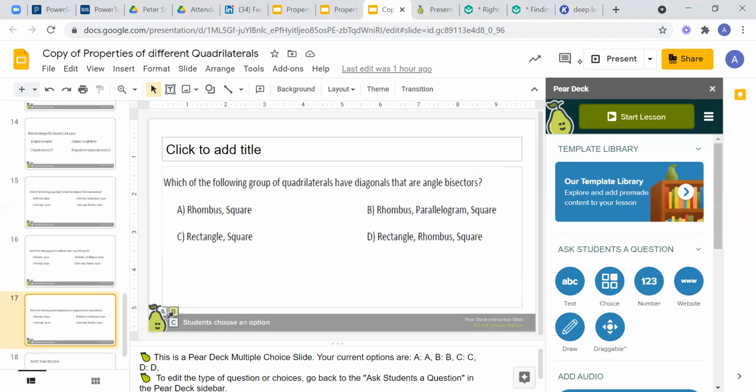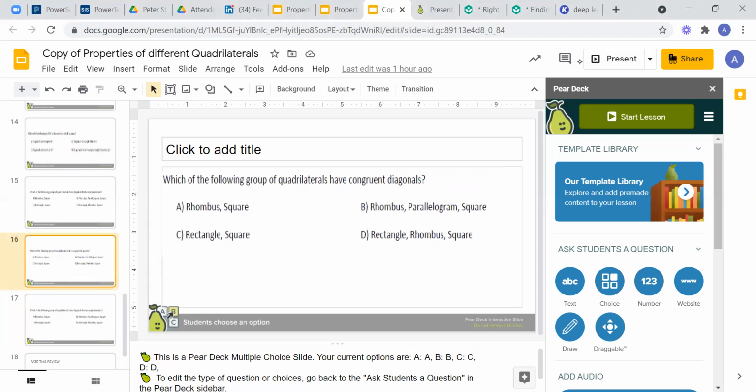17, which of the following groups of quadrilaterals have diagonals that are angle bisectors? Which one? Parallelogram does not have angle bisectors. You said D. Rhombus does not have angle bisectors. Angle bisector means the angles are congruent, okay? So if the angles are congruent, which one?